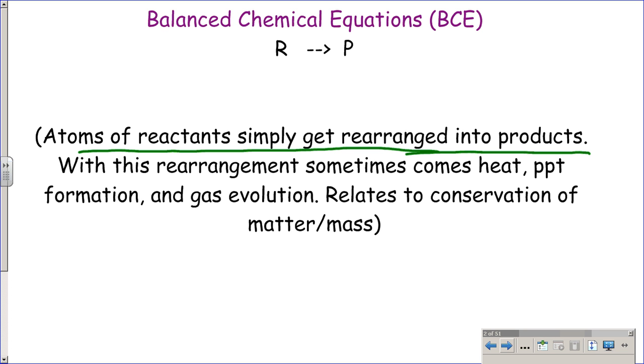Even if you have heat forming, precipitates forming, gases forming, anything like that, any of those chemical indicators of evidences of chemical reactions, they can happen. We're still not losing mass, okay? Unless you just don't capture it because you didn't get a balloon. That's all right, though. Next page, thumbs up. There you go. All right, now balancing.